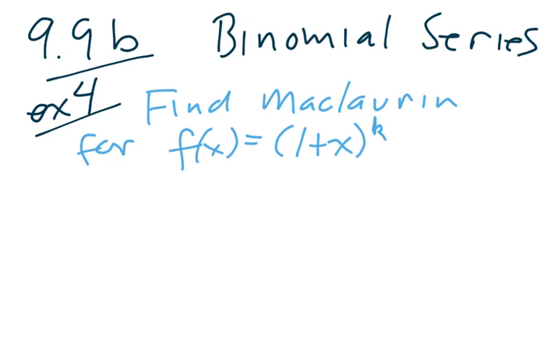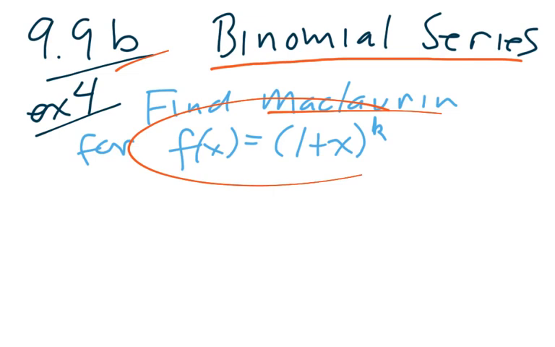And this one covers the last important theorem for this section in this chapter, and that is expansion of what's called the binomial series. This is introduced through example 4, where it says find the Maclaurin series for a binomial to some power, right? Like 1 plus x to, you know, cubed.